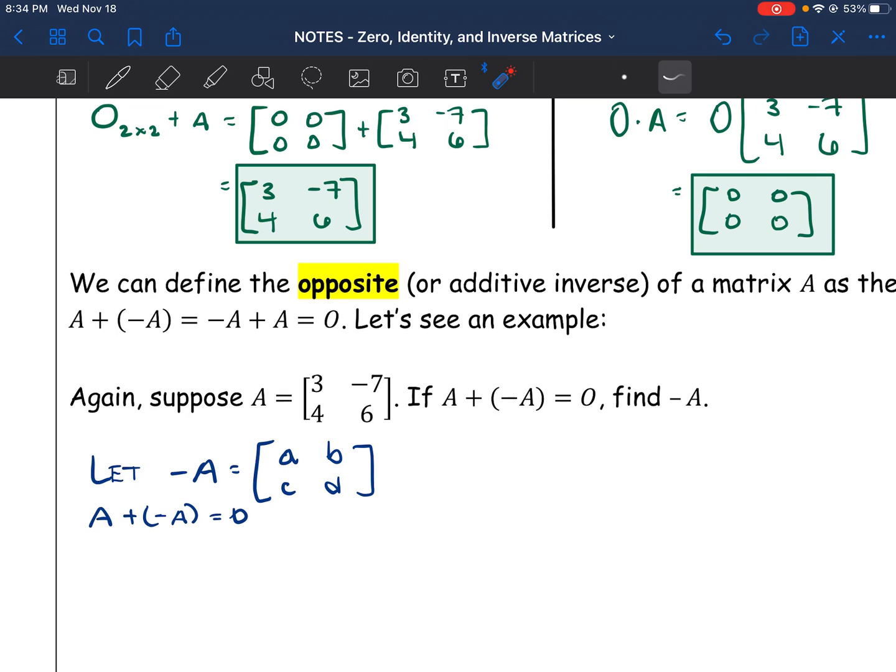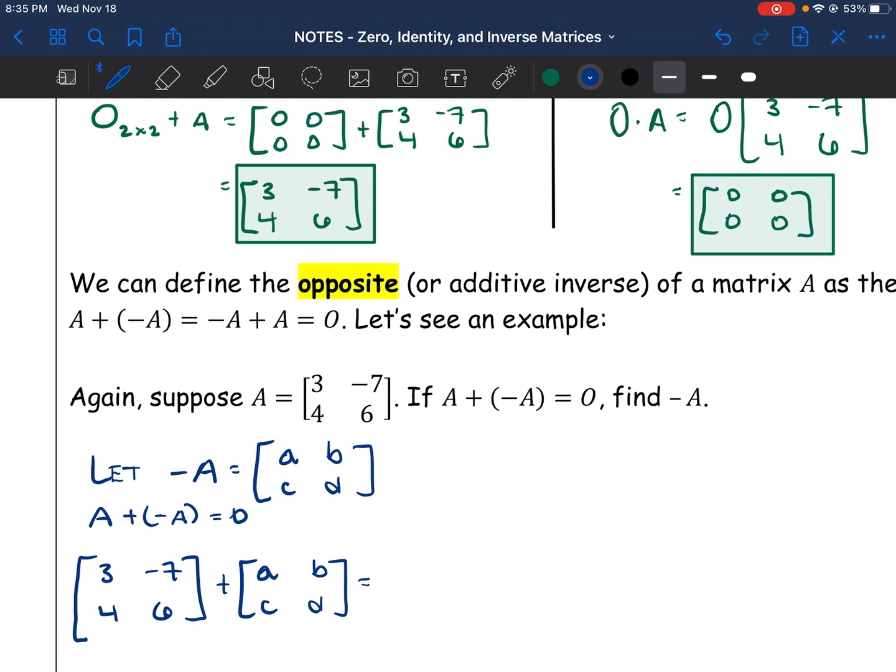Again, we're assuming that A plus -A equals a zero matrix. And let's go ahead and say that -A, we don't know its components yet, but let's say it has a, b, c, and d. Well, if we add A plus -A together, so A is 3, -7, 4, and 6, plus we're saying that the opposite of A, -A, is a, b, c, d. Then this will give us 0, 0, 0, 0.